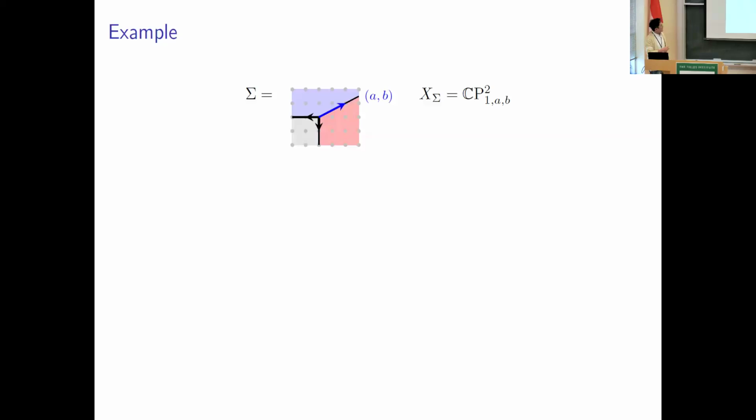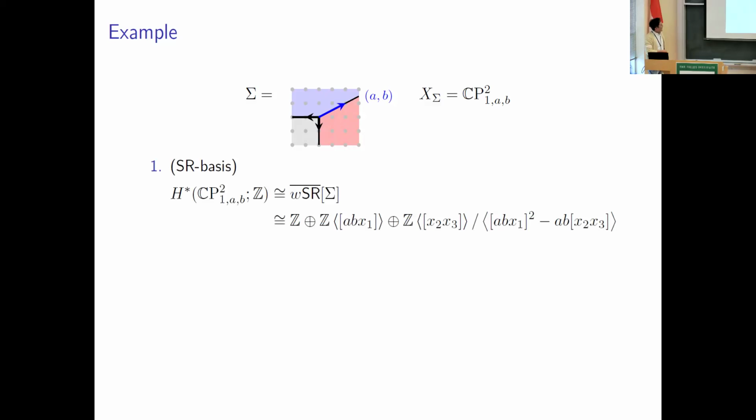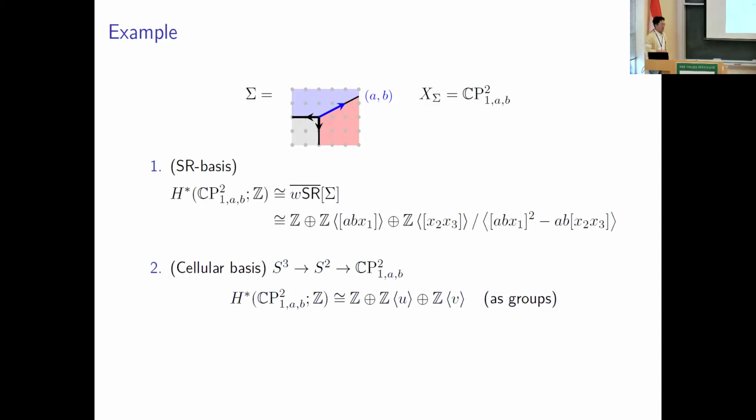So luckily, the case of weighted projective space is good in many senses, of course, because if you look at the standardized basis, then we know this presentation as an example which I showed you before. And if you look at the cellular basis, then I have a cofibration like this, and I have the cellular basis like this. But they are just different presentations of the same cohomology ring.